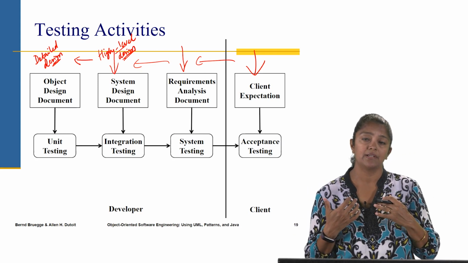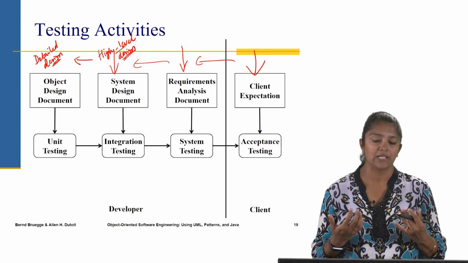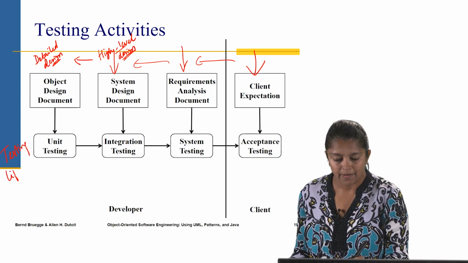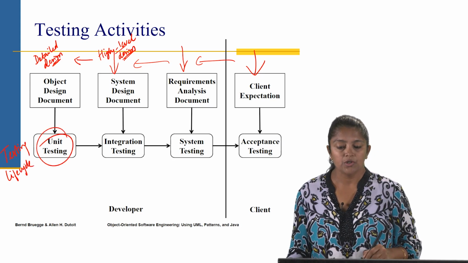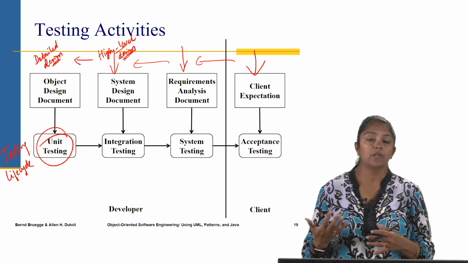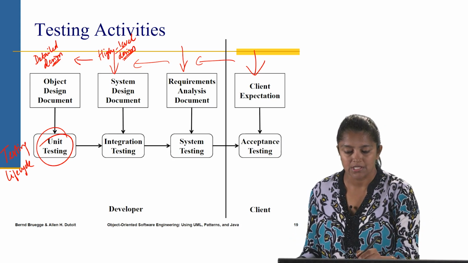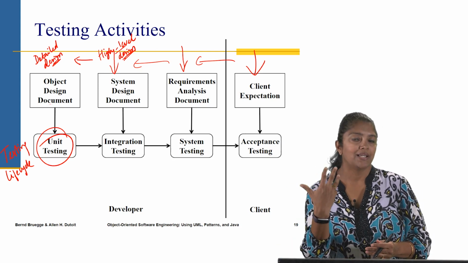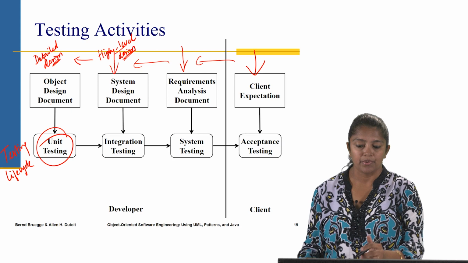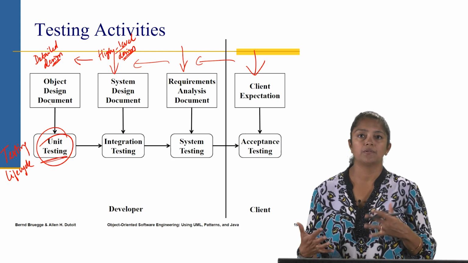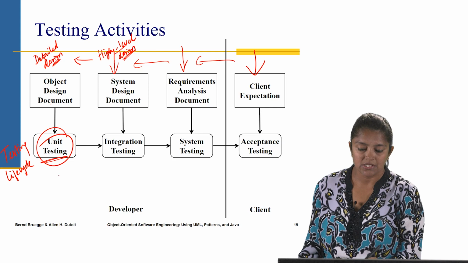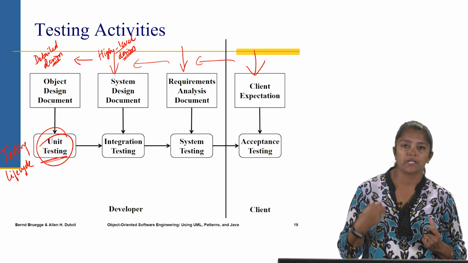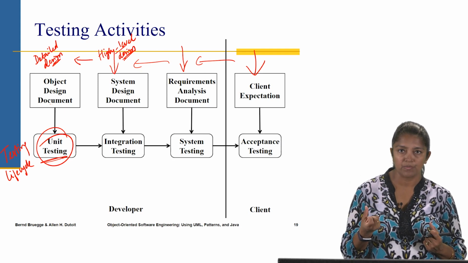Now, specifically related to testing, the testing life cycle starts with unit testing, and that's what you see over here. Unit testing can be done along with object design. Planning for unit testing begins with object design. Once the object design document is prepared, that basically is the input for unit testing and to start planning it. Unit testing is basically testing the individual components or the individual objects and making sure that they are behaving the way they should be behaving.